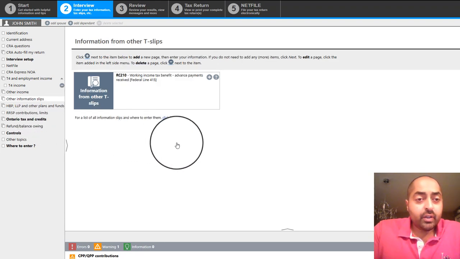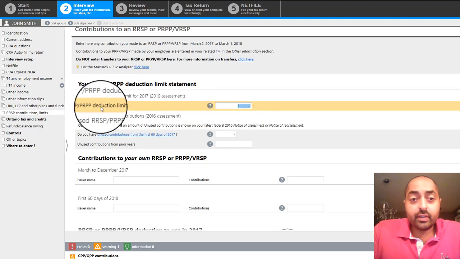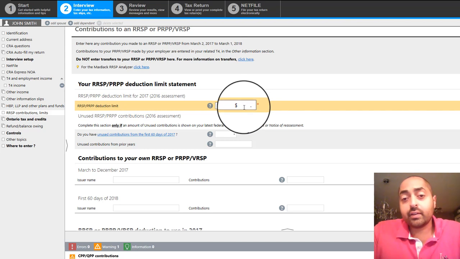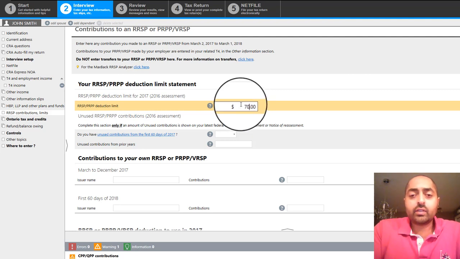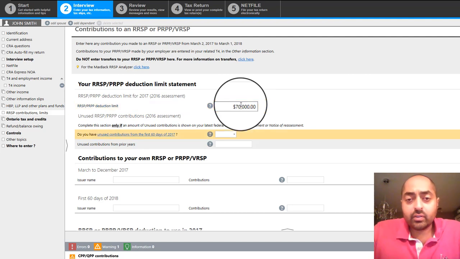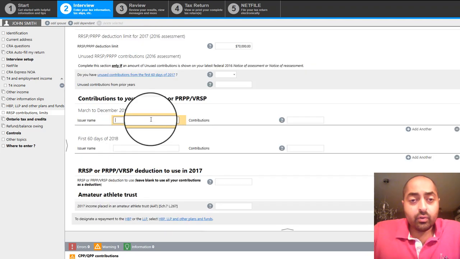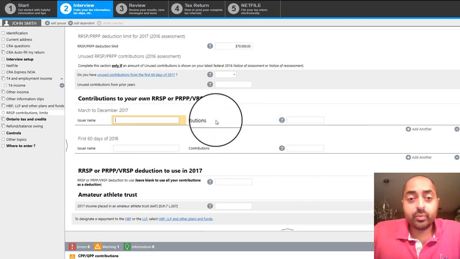Now we're going to go to RRSP contribution limits. This is the deduction limit, the maximum you're able to contribute. This normally is 18% of your previous year's earned income, and it accumulates. So if every year that goes by you don't contribute your allowable limit, it adds up to the following year. So this doesn't really matter, we're just going to say 70,000 so that we're allowed to contribute whatever we want right now, for example. This is where we're going to enter our RRSP contribution.